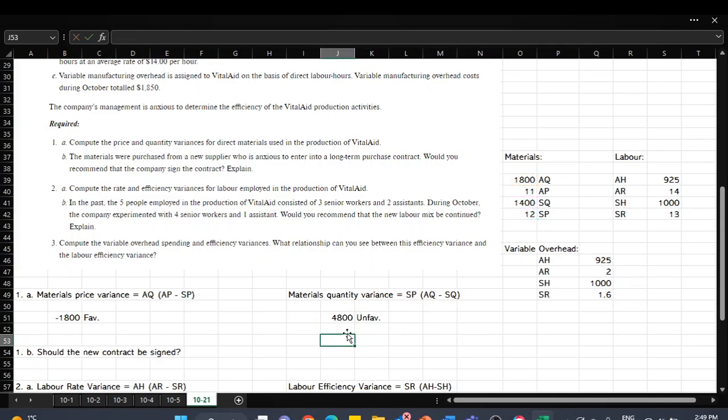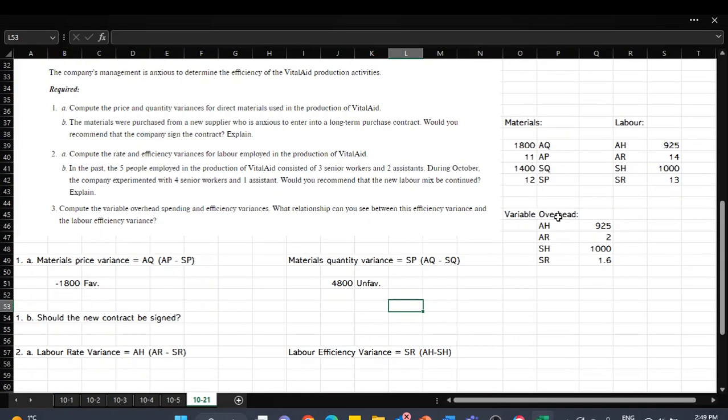Anyways, so we can see that we have quite a large unfavorable variance in terms of our quantity, right? Which makes sense because our standard quantity is a lot lower than our actual quantity, right? So we expected to use a lot less in terms of materials.